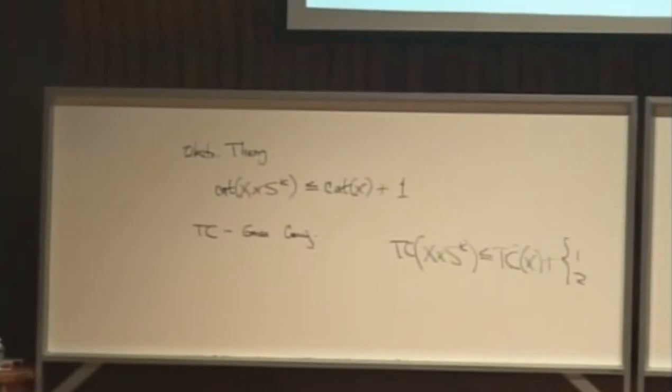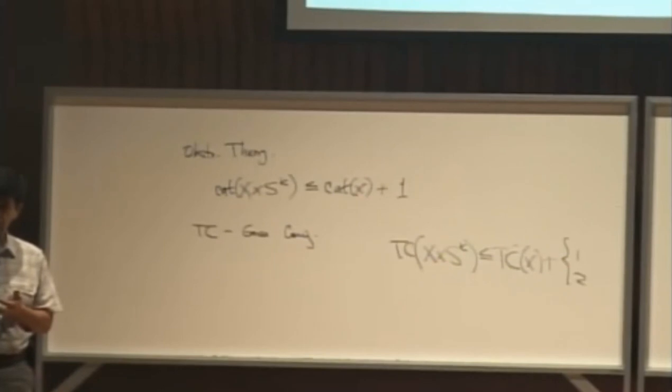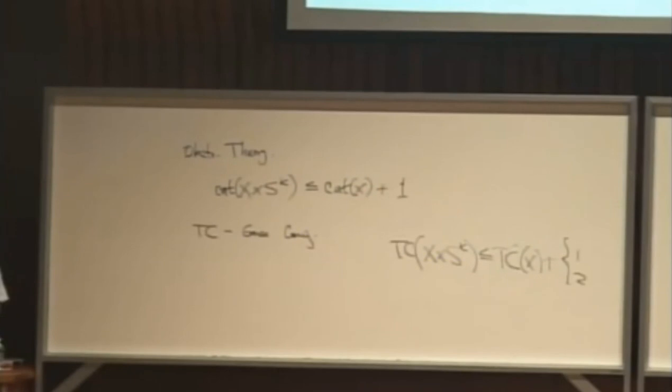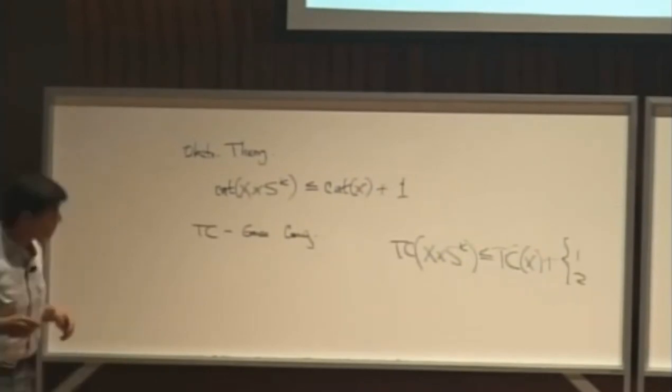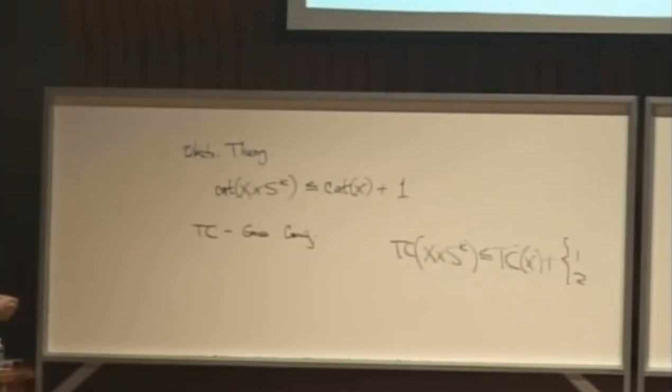But this is not the usual zero divisors cup length. Zero divisors cup length. They have to be disjoint.